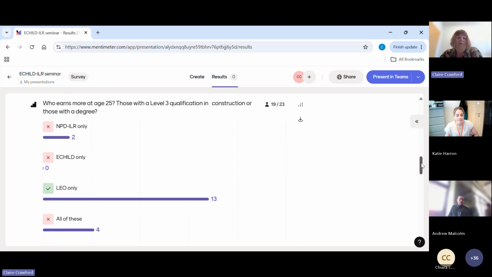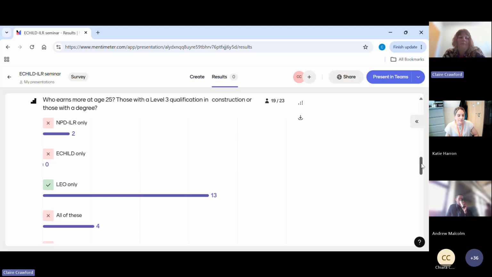So thirdly, this was a question about later earnings. So who earns more at age 25? People who've done vocational qualifications in construction, or those with degrees. Here, again, most people spotted correctly that you'd need LEO for that, because the NPD, ILR and ECHILD data don't have that link to HMRC and DWP data, as I think Katie put in the chat earlier in response to a question.